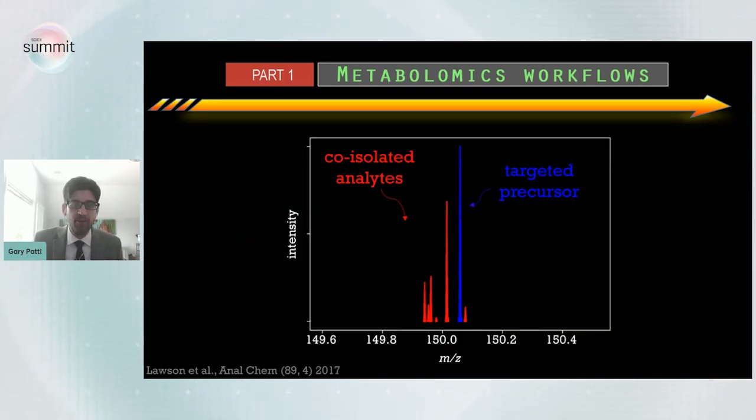To do that, we're going to use a technique that was first put forward by Rick Dunn's group back in 2017. Essentially what you do is you measure everything in a scan. This is the targeted precursor, and this is the co-isolated analytes. Then you take the size of the blue and divide it by the size of the blue plus the size of the red. So it's essentially the fraction of blue that you have compared to the total.